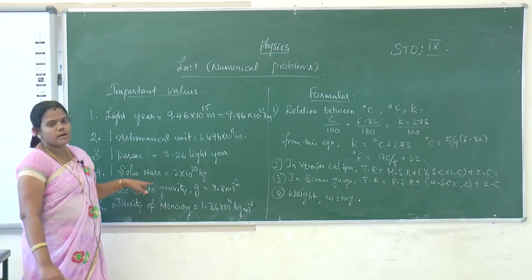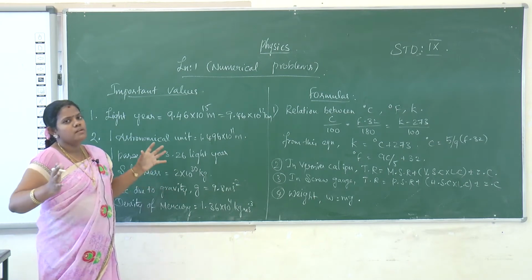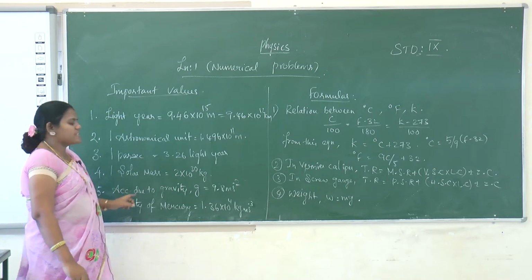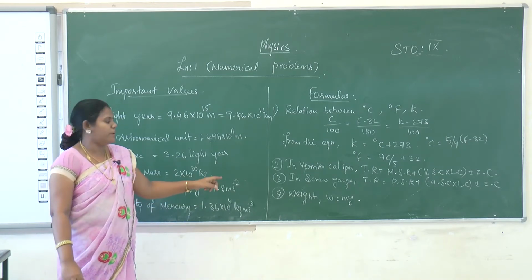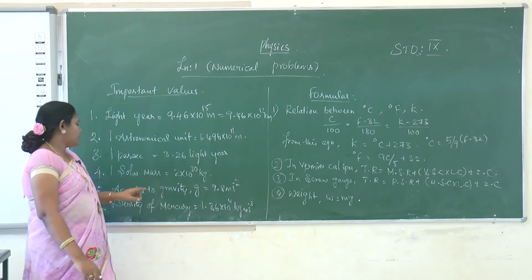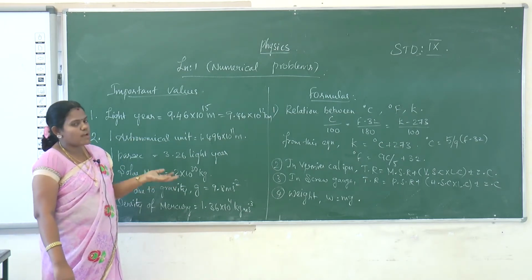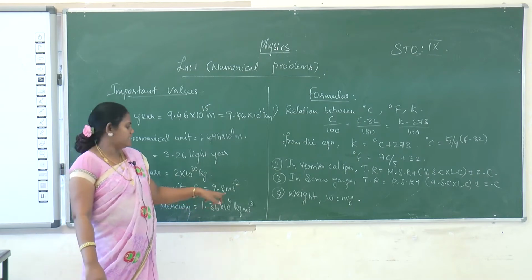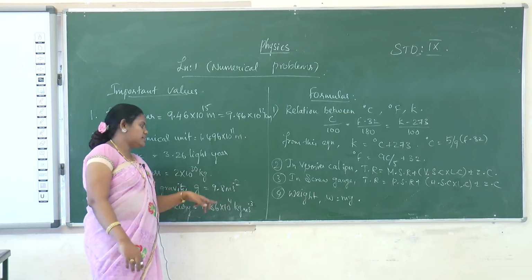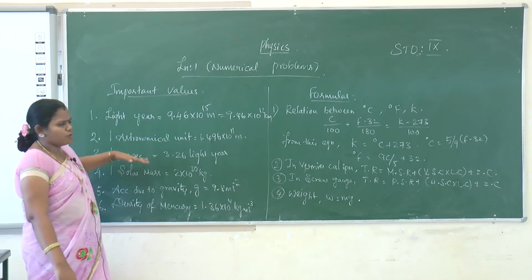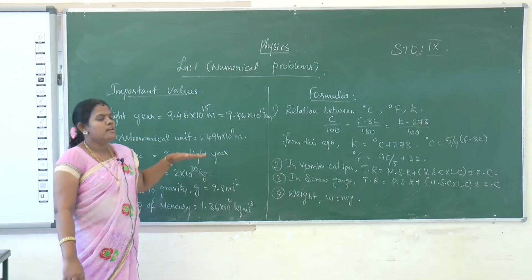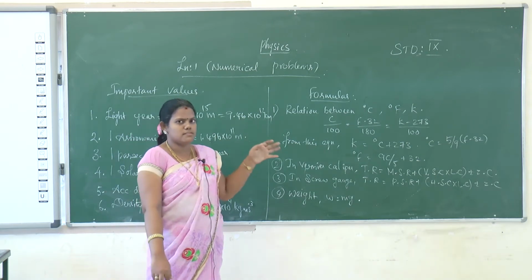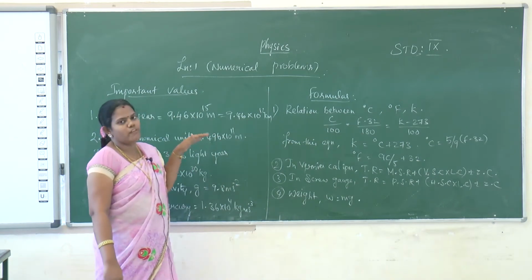Then one solar mass. Solar mass is a very large mass unit. It is equal to 2 into 10 power 30 kilogram. Acceleration due to gravity, g, is equal to 9.8 meter per second square, or meter second power minus 2. Density of mercury is equal to 1.36 into 10 power 4 kilogram meter power minus 3. There are more values as well, but those are the important values in this lesson.